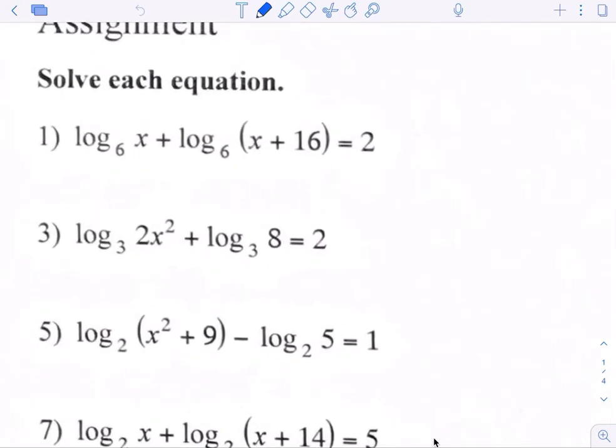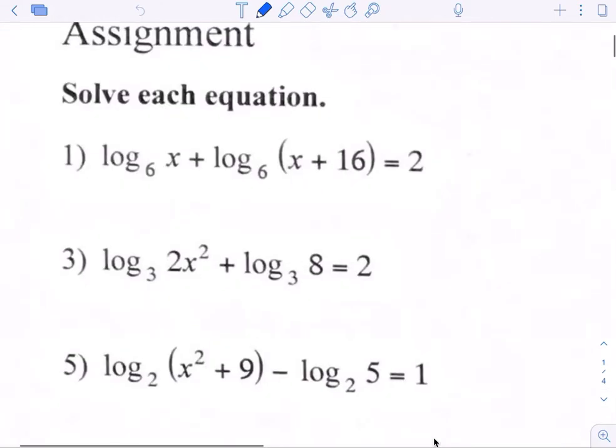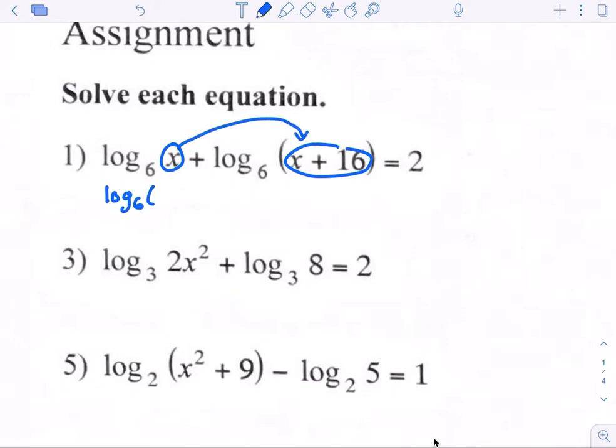Okay, so let's start with this one. There's a log, and there's a plus sign. So this is product rule. That means when you condense it, there's just going to be one logarithm. Now remember, it's this one times this one. So x times x is x squared. X times 16 is plus 16x. All of that is in parentheses, and that's all equal to 2.